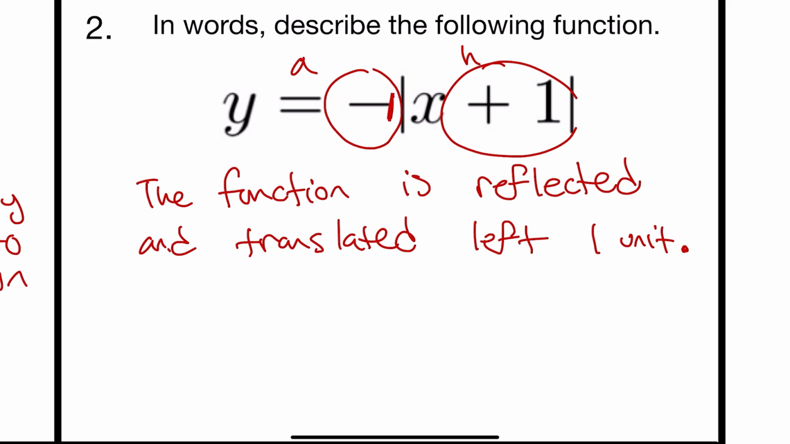Cool. That is all that we need for this one. We only have 2 descriptors. Our A was negative and our H moved it. But since we didn't have an A that was greater than or less than 1, we couldn't describe it. Since we don't have a K, we don't describe it.